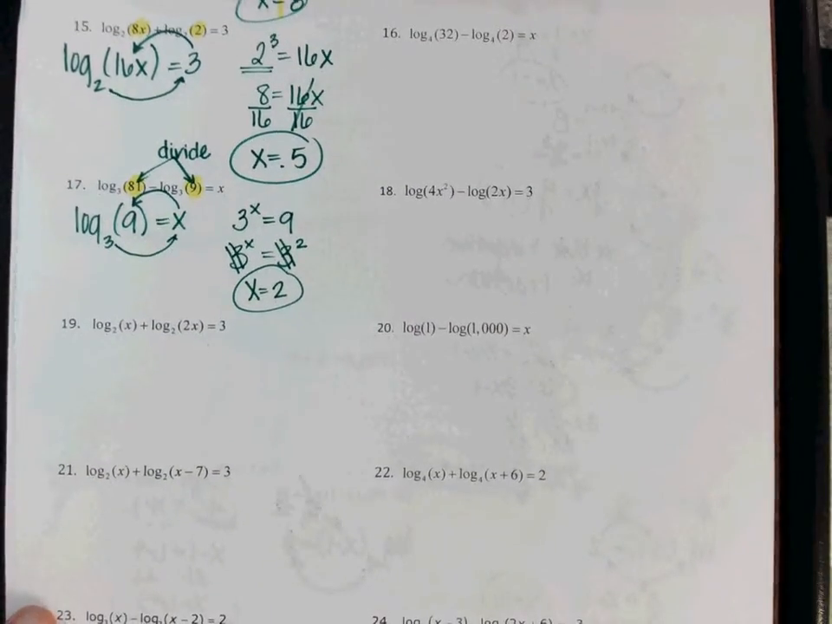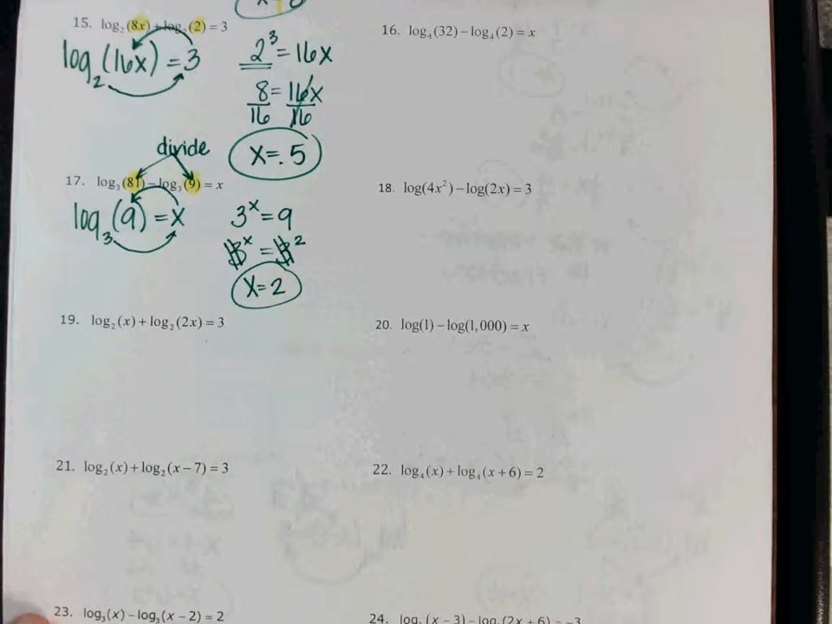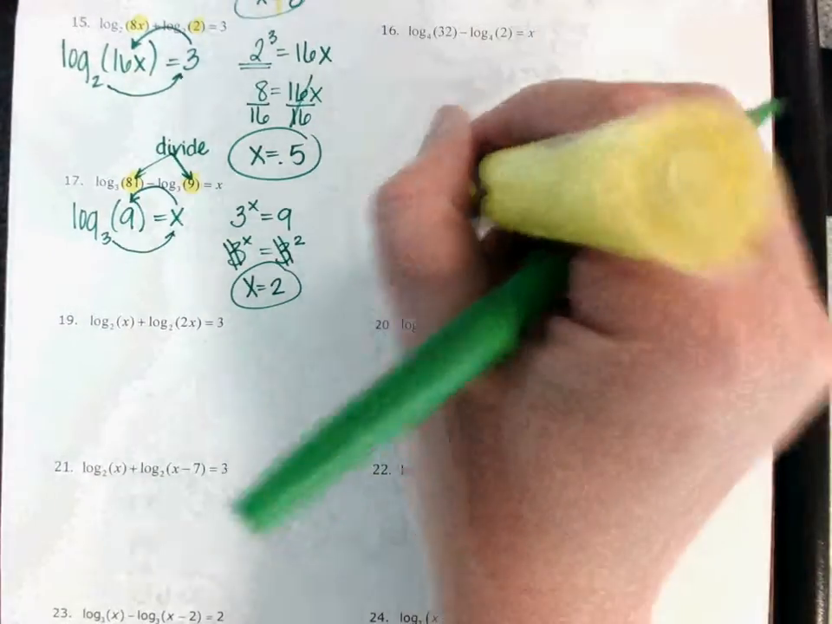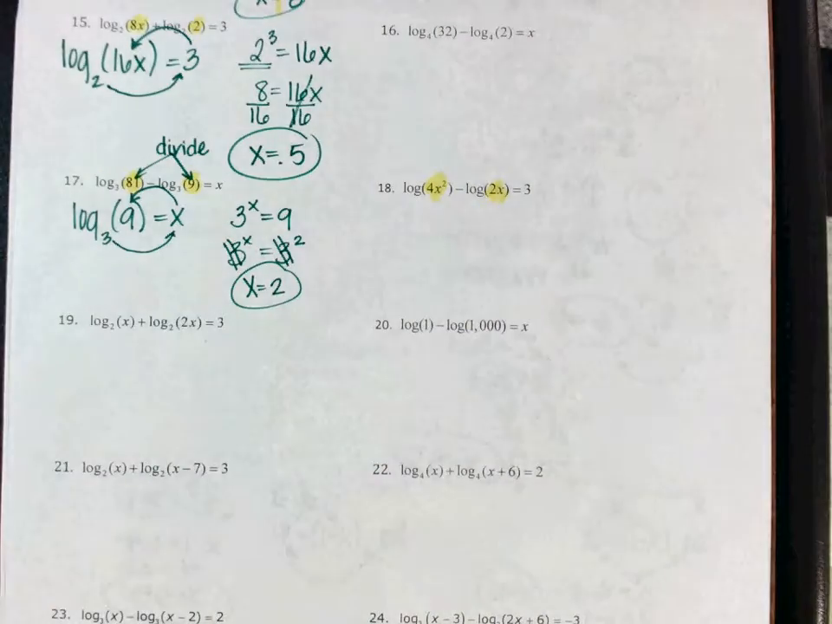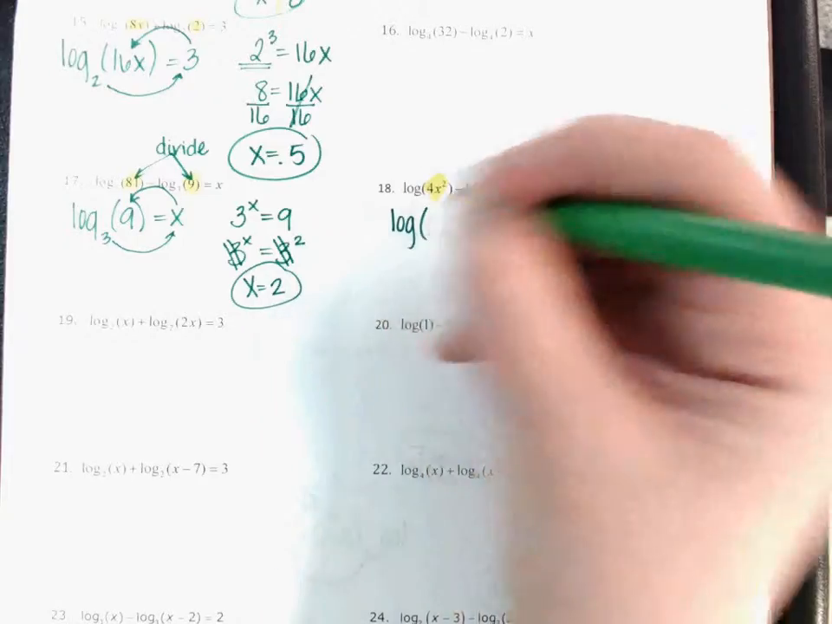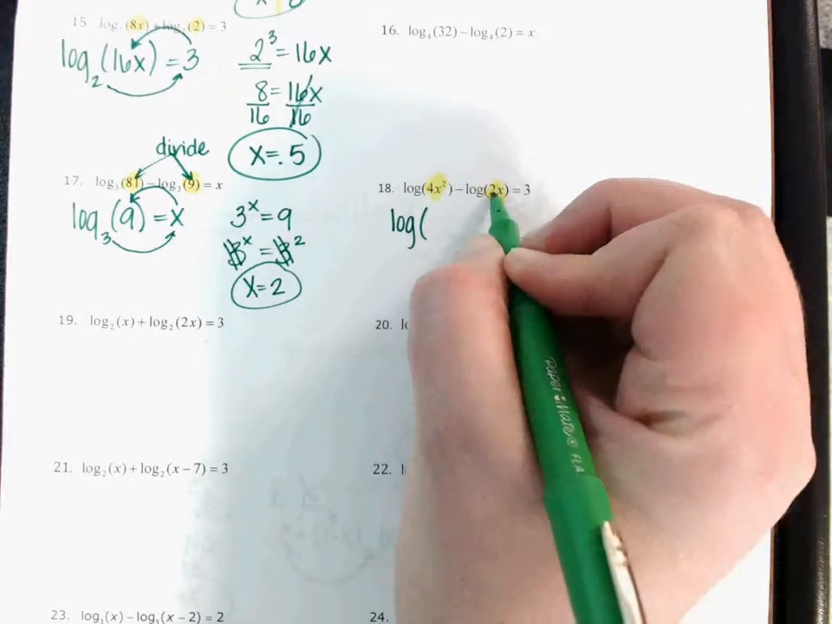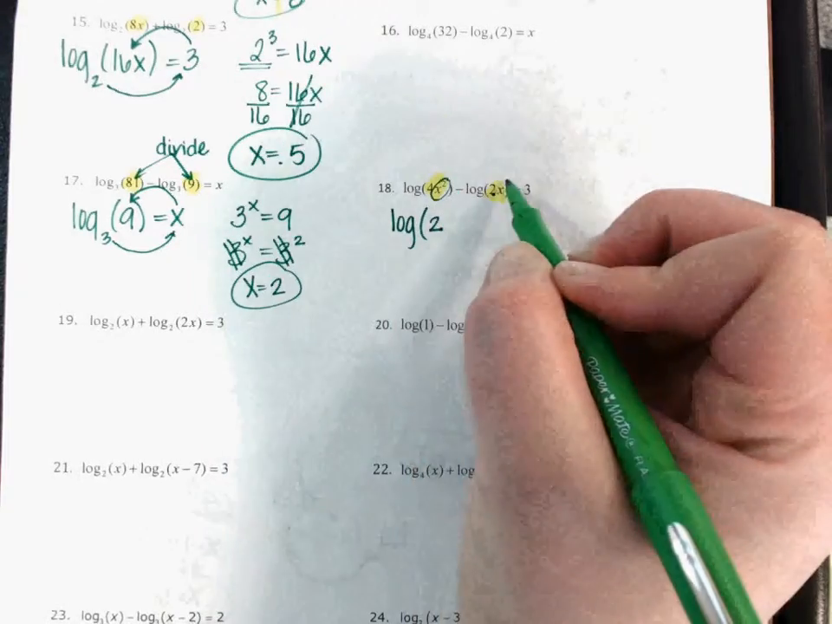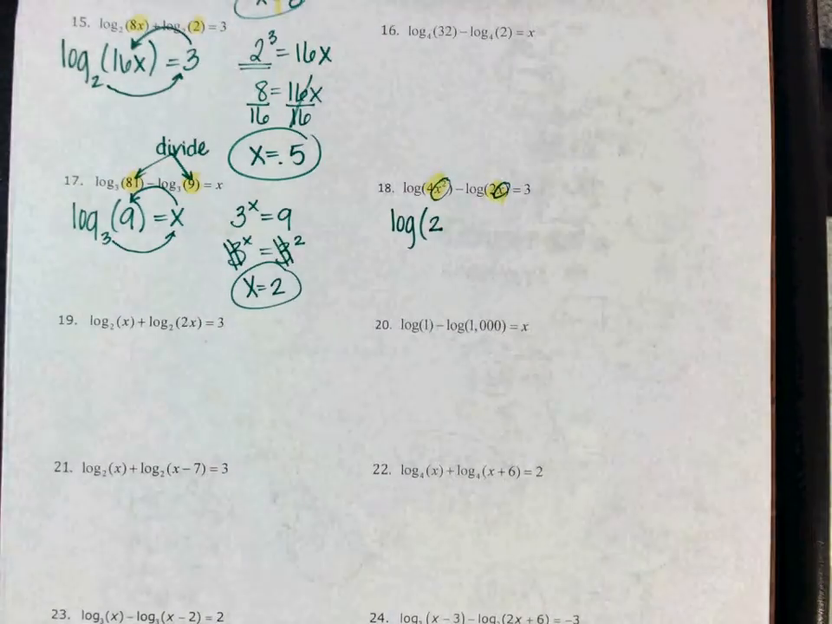Okay, take a look for me, please, at number 18. Okay, what do you get on 18 when you divide 4x squared and 2x? 2x, very good. Let's talk about why that is. Okay, 4 divided by 2 is 2. But then if it's x squared divided by x, that's going to leave 1 left over.